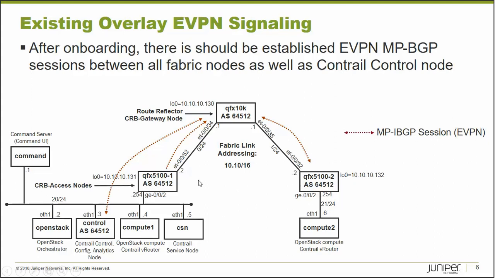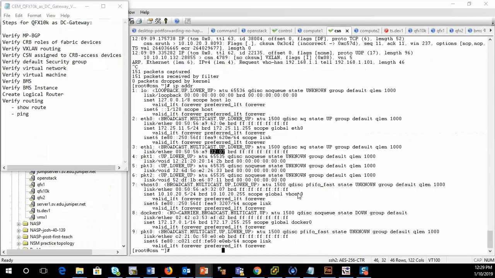I have also already onboarded this IP fabric. It's a brownfield IP fabric. What that does is establish an iBGP EVPN VXLAN overlay across these devices, including with the control node. So this QFX10K is acting as a route reflector for our EVPN sessions, and it has an EVPN BGP session with the control node, QFX5101 and 5102. So let's go ahead and start to make this happen.